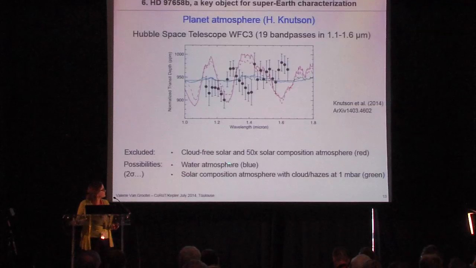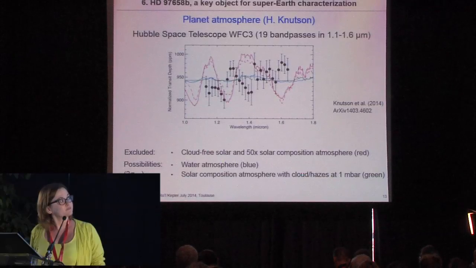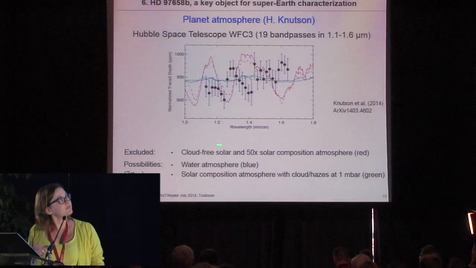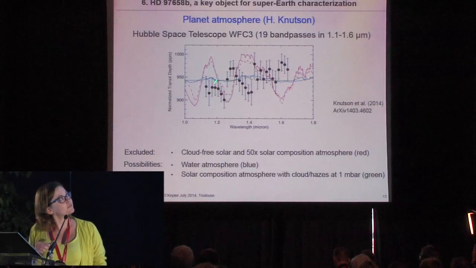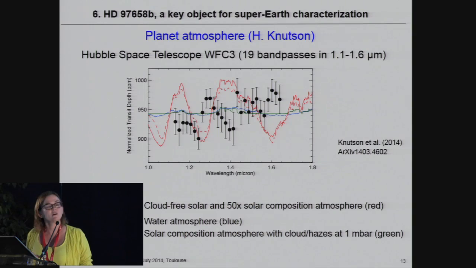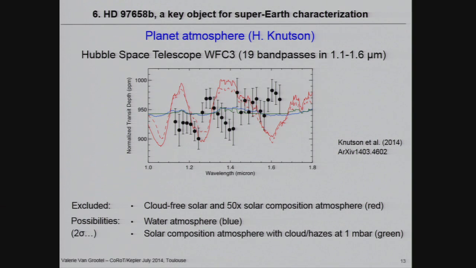We can exclude a cloud-free solar atmosphere, in red, but the only possibility that may be possible is a flat spectrum, but we have to trust that this can be a flat spectrum. And it could be a water atmosphere or a solar composition atmosphere with clouds. I refer to the paper of Peter Knutson. I'm not at all a specialist of planet atmospheres, but just to say that this is the best thing we can do today with the current instruments, but it's not easy at all to do that.